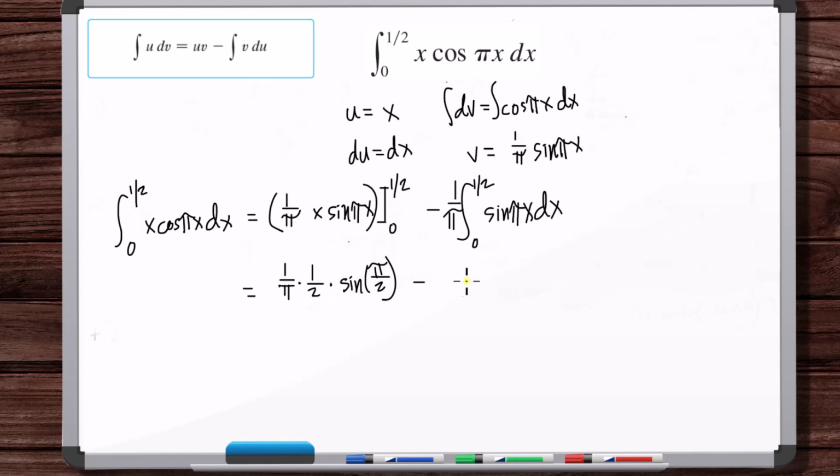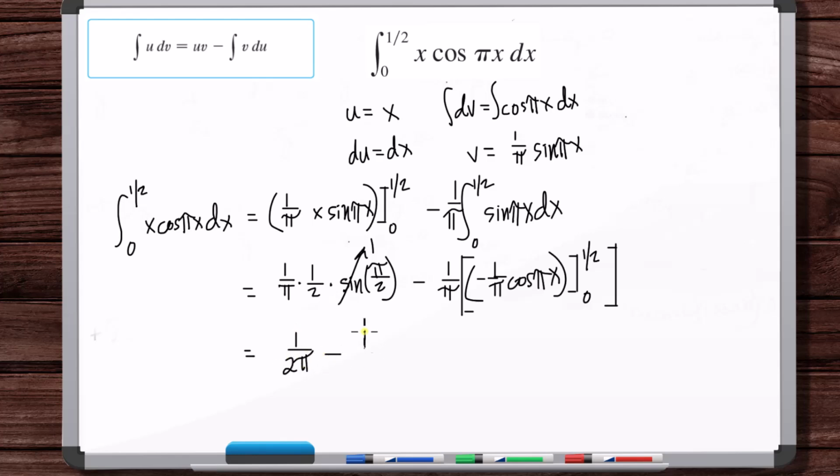Here we've got sine pi x, so this is going to be minus 1 over pi cosine pi x, going from 0 to 1/2. Sine of pi over 2 is 1, so we've got 1 over 2 pi. You've got minus 1 over pi cosine pi over 2, minus 1 over pi cosine of 0.